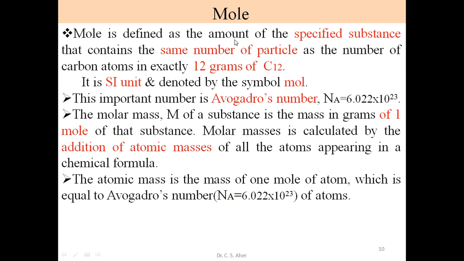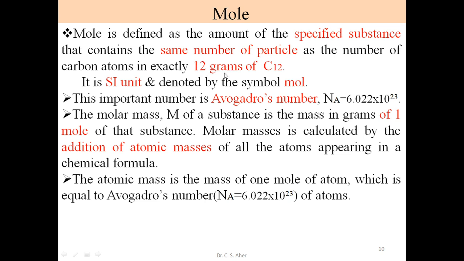What is the meaning of that? Suppose we take the example of carbon isotope 12, carbon having mass number 12. When we take that carbon-12 isotope as 12 grams, that whole 12 grams of carbon atoms, that specified substance, is called 1 mole of substance. See, what is that? The same number of particles as the number of carbon atoms in exactly 12 grams. So in this 12 grams, what is the number of carbon particles there?